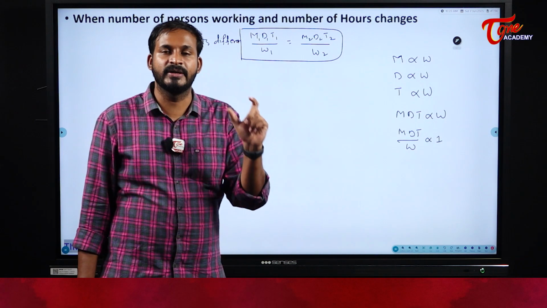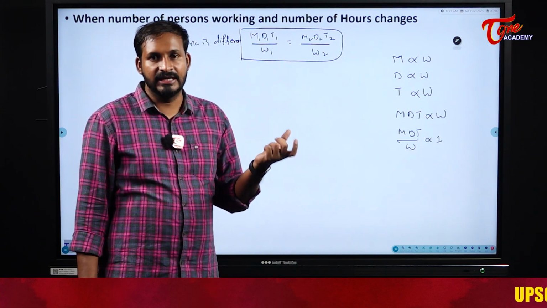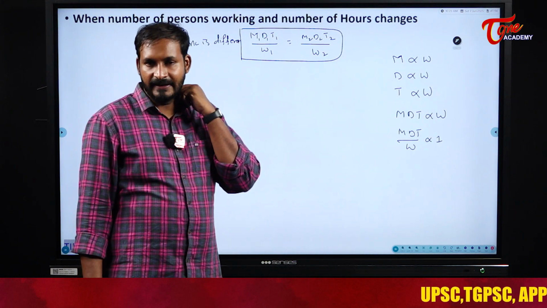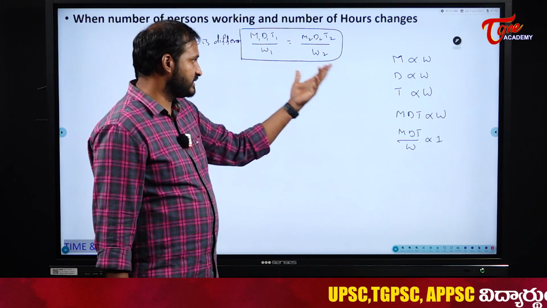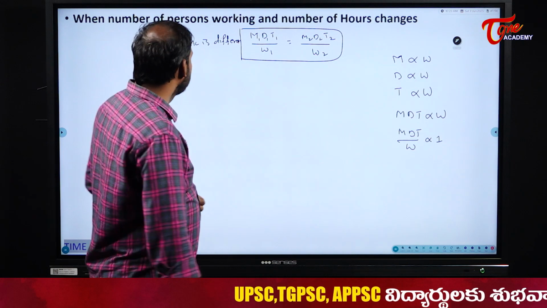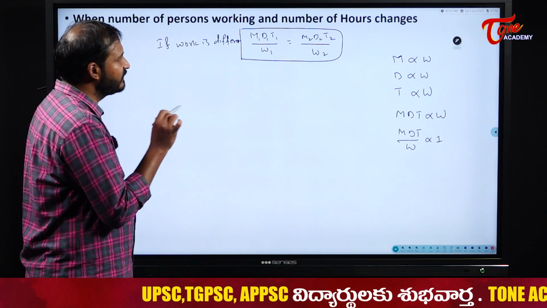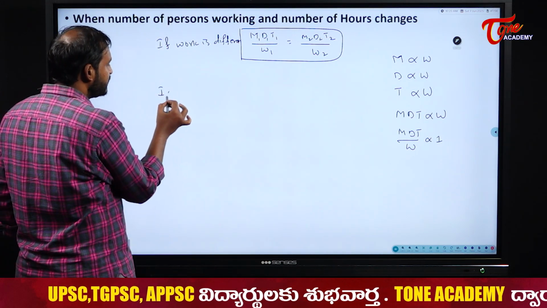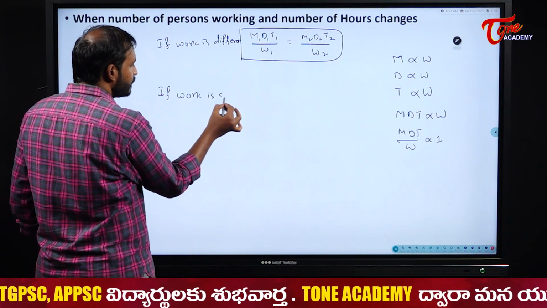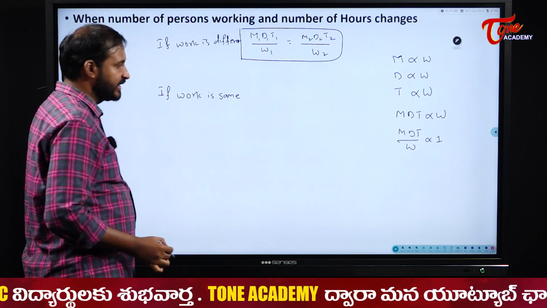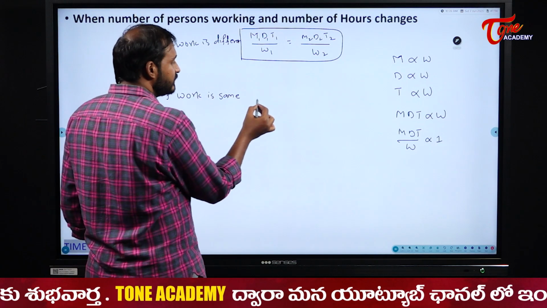Time in the sense of hours. How many hours they are working in a day. W1 and W2 are works here. Now, if work is different, we will write this. For example, if work is same or constant, then what will we write here, students?